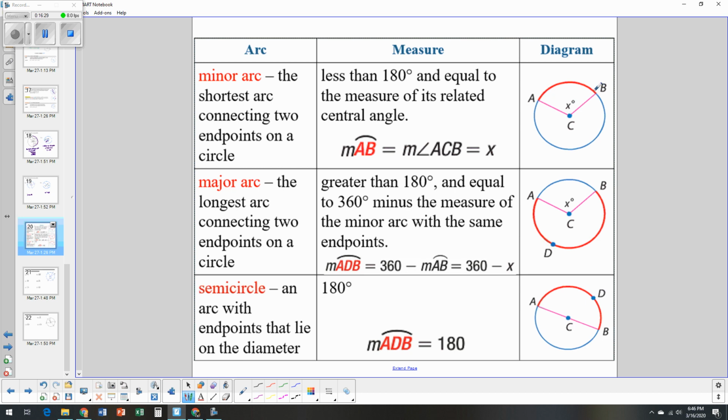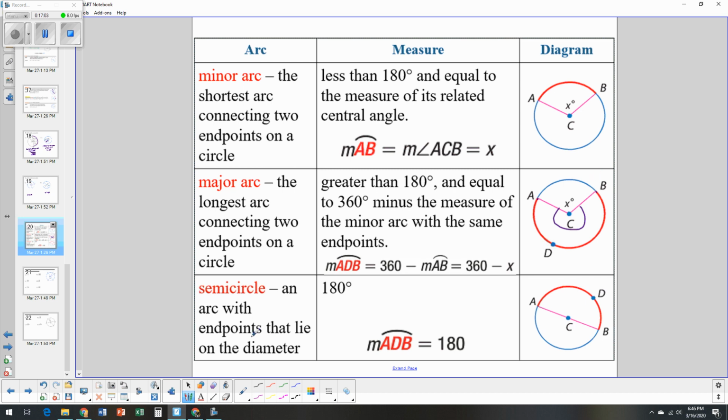So arc AB would be x, the same as angle ACB. If an arc is a minor arc, it's going to be less than 180 degrees. A major arc is going to be more than 180 degrees, and we have to name major arcs by 3 letters. They're going to still have the 2 endpoints, but they're going to contain another letter that the arc passes through. We could either look at it as whatever this bigger angle is, or 360 minus the smaller angle.